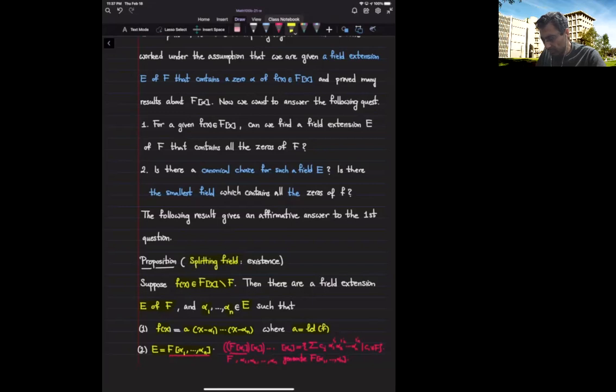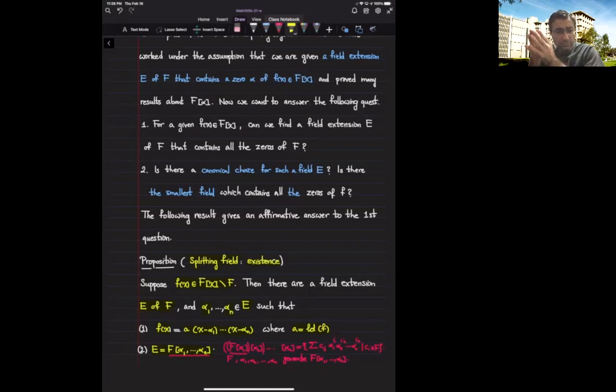So the reason that we call it a splitting field is because we can factor the polynomial f completely into degree 1 factors. We can split it, and that's why we call it a splitting field. Such a field is called the splitting field of this polynomial over F, and we want to show the existence. Okay, so how do we do it?